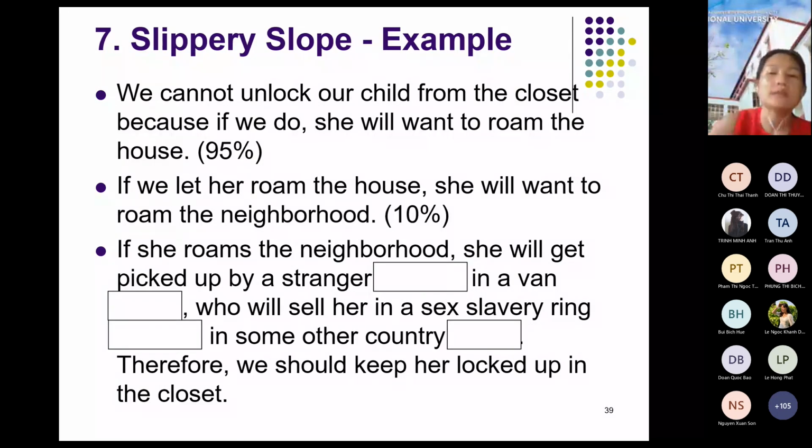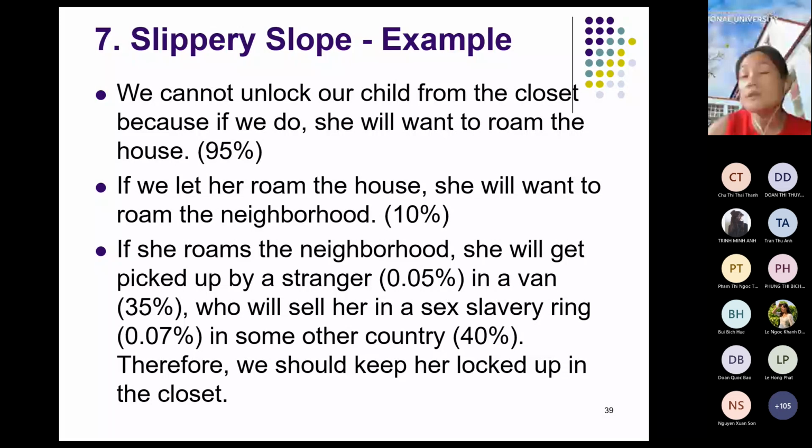So let's say 10%, that if we let her roam the house, she will want to roam the neighborhood. And if she roams the neighborhood, she will get picked up by a stranger. I believe that this percentage is quite low, isn't it? So not big, 0.05%. And then in a van, we have several types of vehicles, so let's say 35% is in the van, who will sell her into sex slavery. This is not high like that, isn't it?